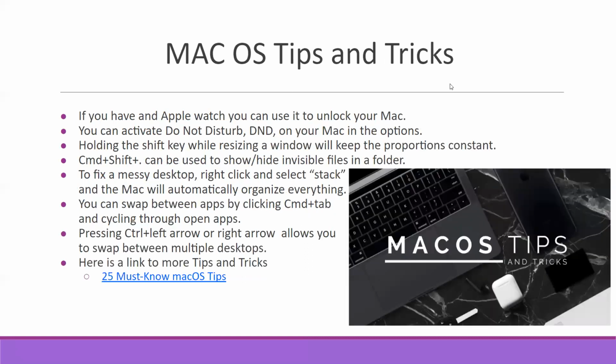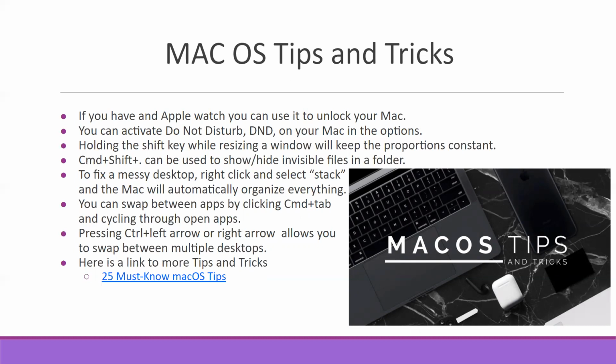So, Mac OS tips and tricks. If you have an Apple Watch, you can use it to unlock your Mac. You can activate Do Not Disturb, DND, on your Mac in the options. Holding the shift key while resizing a window will keep the proportions constant. Command, shift, and period can be used to show or hide invisible files in a folder. To fix a messy desktop, you right click and select stack. And the Mac will automatically organize everything.